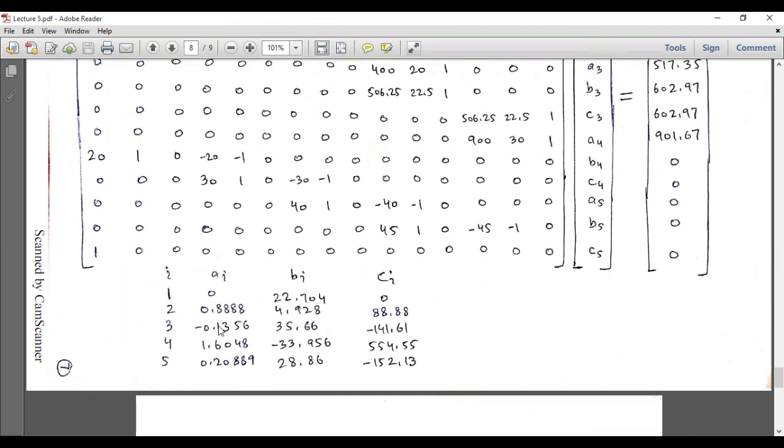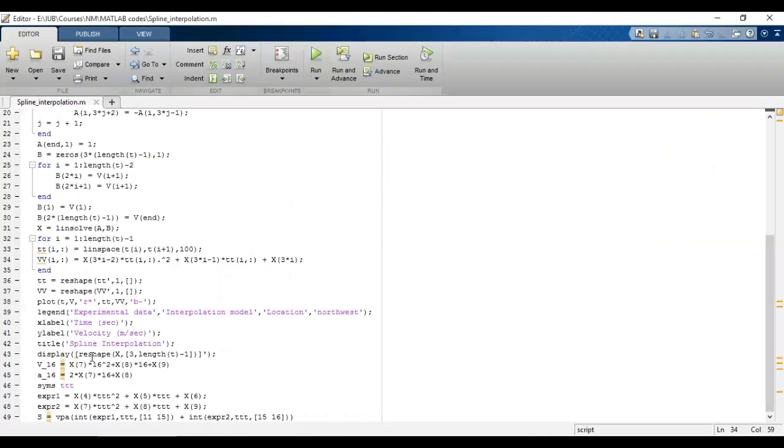So this is A1, A2, A3, A4, A5. Similarly, these are B values, these are C values. This style of displaying these unknown values is achieved by using this reshape command, right? These are the velocity values, and here we have plotted our data points on top of our interpolation function. You will see that after running this code, all data points and the interpolation function are in absolute agreement with each other, and our interpolation function is passing through all of the data points.